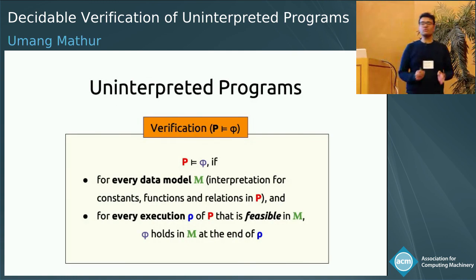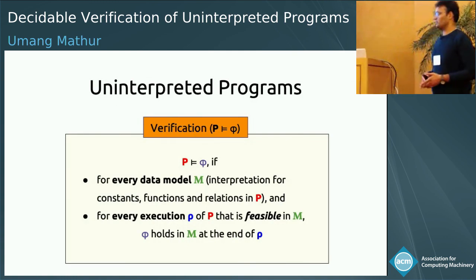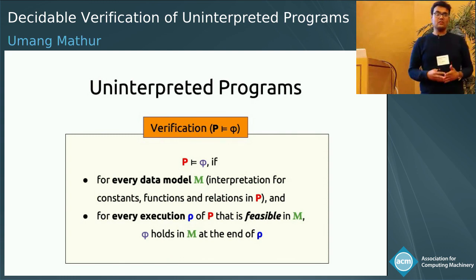The verification problem for such programs is the following. If you have a program P and a postcondition phi, the program P satisfies the postcondition phi if it is the case that for every data model, so recall that a data model comes with its interpretations of the functions and the constants, and for every execution that is feasible in the data model, the postcondition phi is true in that model at the end of the execution.